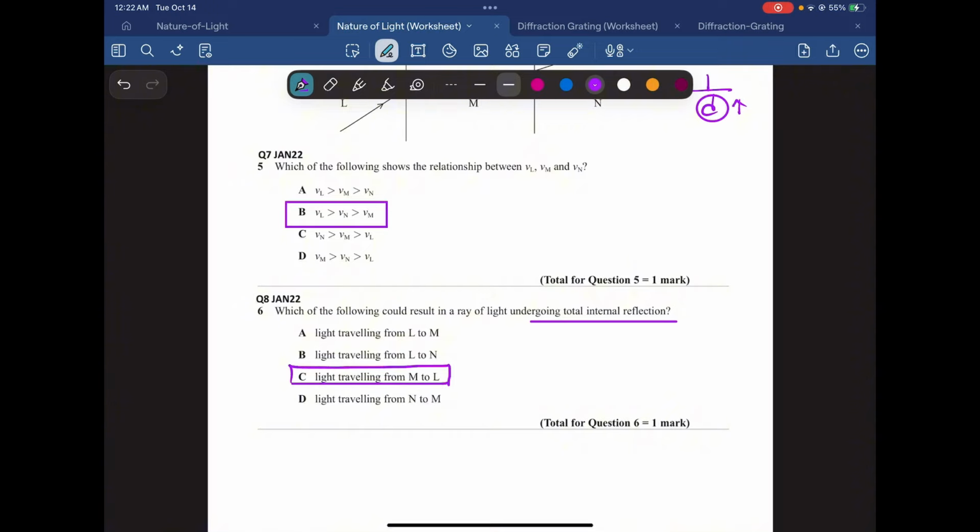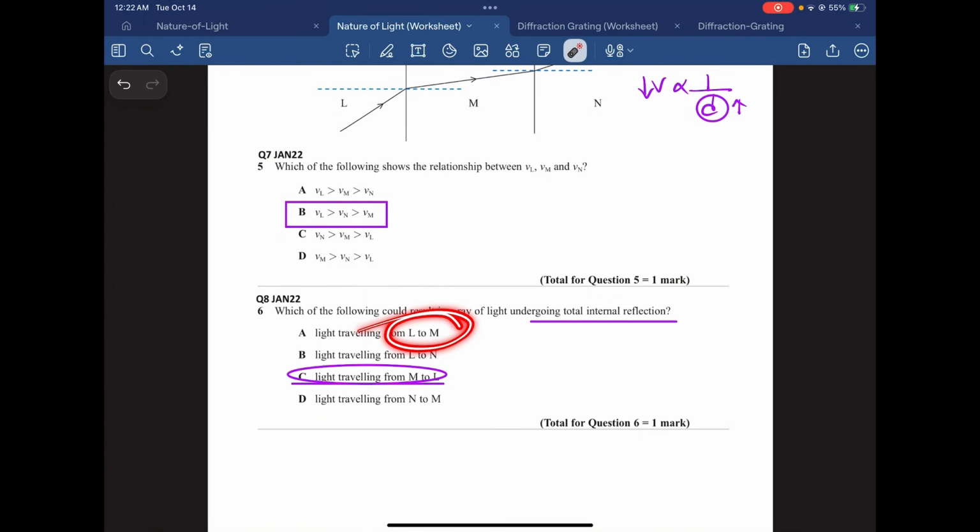And as they didn't say anything about the critical angle, we are not going to think about anything regarding the critical angle, because they didn't give us the critical angle, nor have they given us the angle of incidence. Okay. And why can this not be our answer?